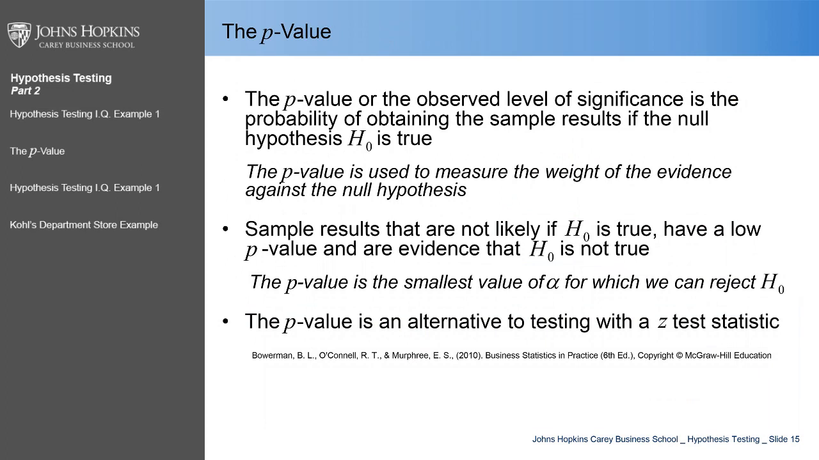Okay, so the p-value, or observed level of significance, is the probability of obtaining the sample result if the null hypothesis is true. So the p-value is used to measure the weight of the evidence against the null hypothesis. And in this case, the evidence is strong, because it's telling us that we have a 0.0002 probability of getting that sample mean of 118. Sample results that are not likely if the null hypothesis is true have a low p-value and are evidence that the null hypothesis is not true. And that's what we just showed.